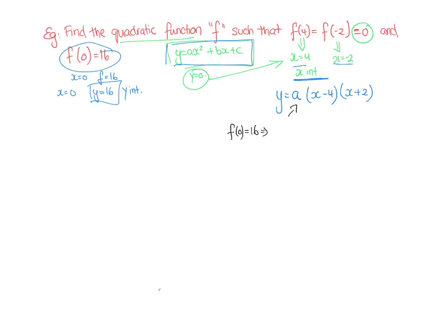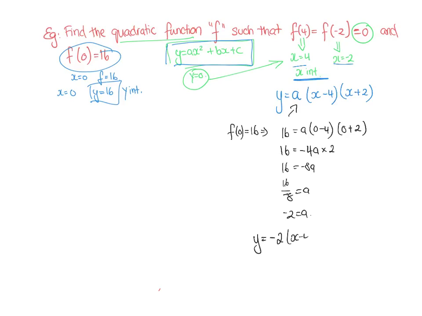So f of 0 equals 16, so when x is 0, y is 16. I could write 16 equals a times 0 minus 4 times 0 plus 2. So I end up with 16 equals negative 4a times 2, so 16 equals negative 8a. 16 divided by negative 8 equals a, so negative 2 equals a. So there's a dilation factor. I could say the equation is y equals negative 2 times x minus 4 times x plus 2.